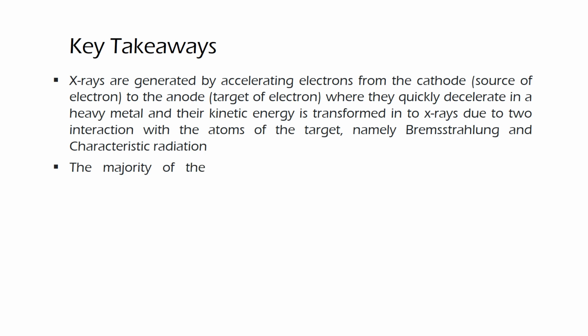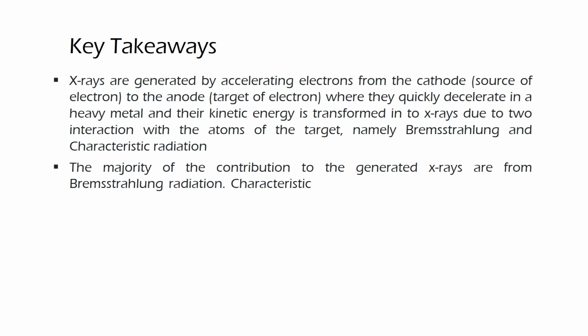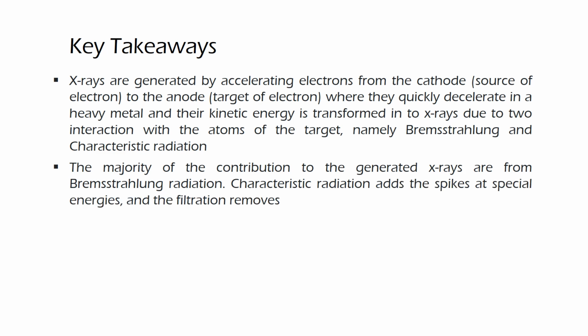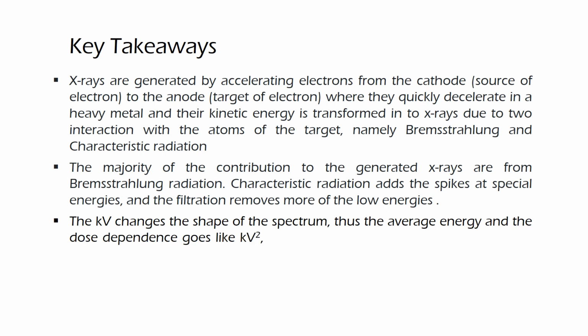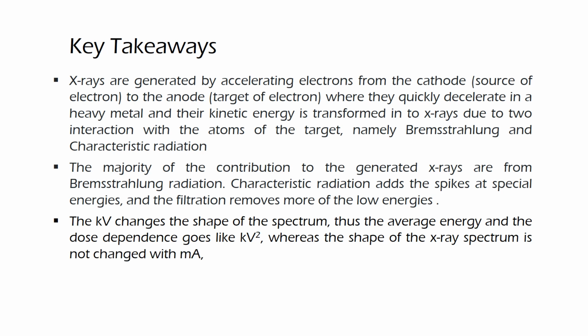The majority of the contribution to the generated X-rays is from Bremsstrahlung radiation. Characteristic radiation adds the spikes at special energies, and the filtration removes more of the low energies. The kV changes the shape of the spectrum, thus the average energy, and the dose dependence goes like kV squared, whereas the shape of the X-ray spectrum is not changed with MA, it is just scaled and the dose dependence is linear.